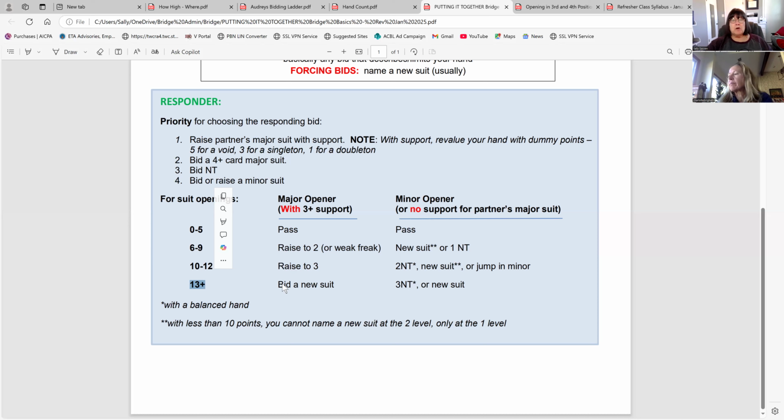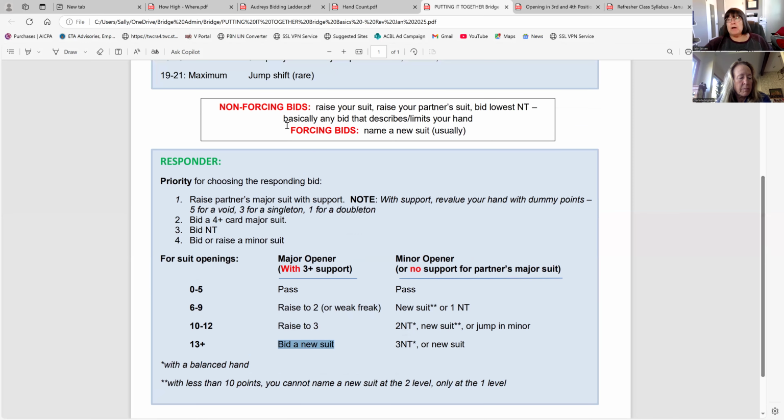So with 13 or more, you just bid a new suit first. Bid a new suit. They have to bid again. And the reason they have to bid again is that a new suit is usually forcing. And it tells us up here in the middle of the page.